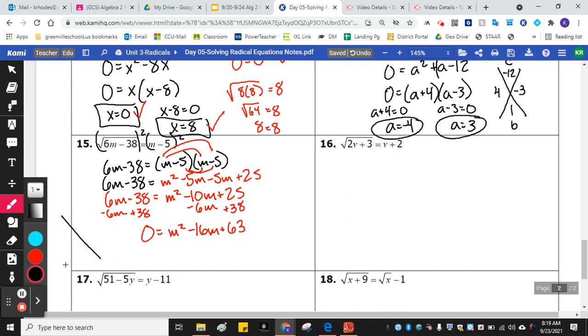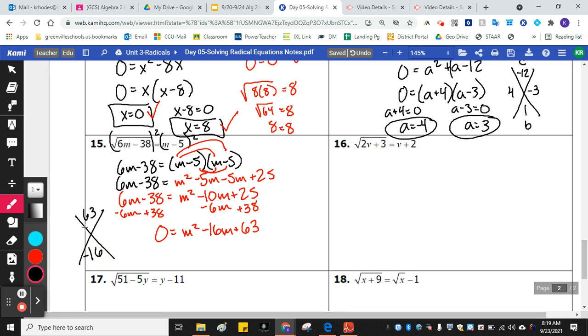Okay, we need to multiply to 63 and add to negative 16. So we need 2 numbers that multiply to 63 and add to negative 16. And I don't know, so I'm going to think of multiples of 63. 1 and 63. 2 doesn't go into it. 3 and 21. 4 doesn't go into it. 5 doesn't go into it. 6 doesn't go into it. 7 and 9. And there are your factors, 7 and 9. If you add them, you get 16. If I multiply them, I get positive 63. But I need negative 16, so they both need to be negative.